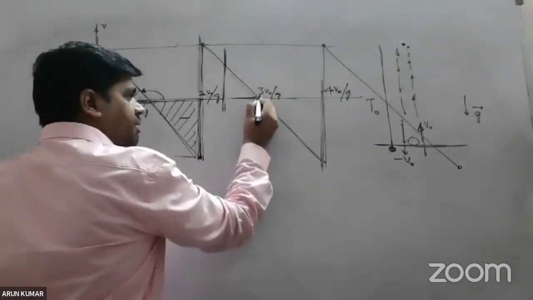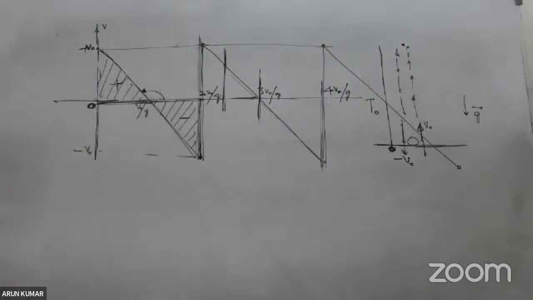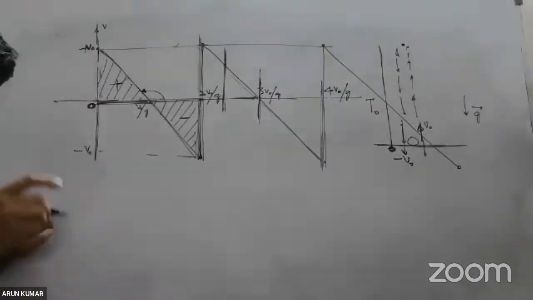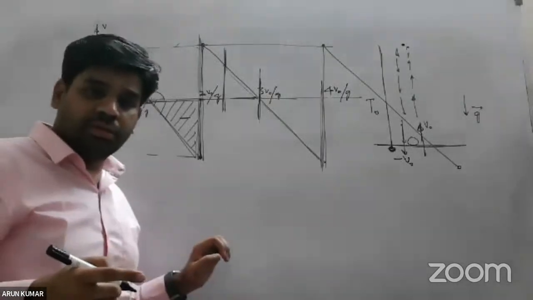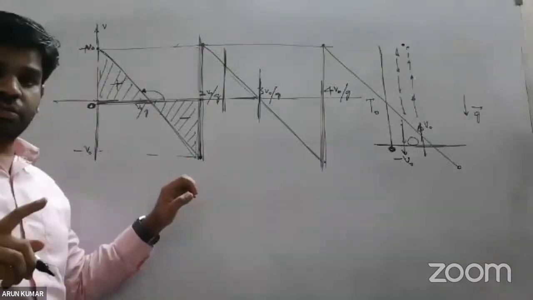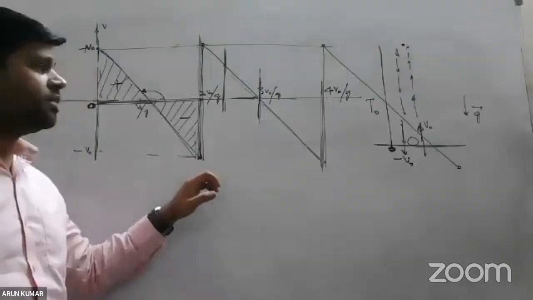At this instant of motion, what is happening to the particle? At V naught by G, it stops, sir. It stops there. Or it bounces. Acceleration changes. Yeah, direction changes. Someone said that it stops there. That's right. It's not a bounce.